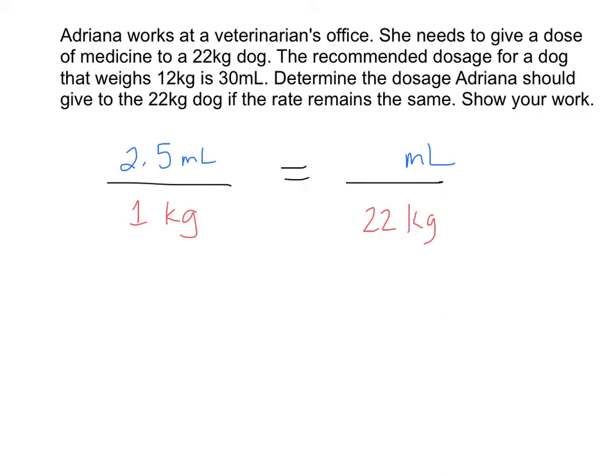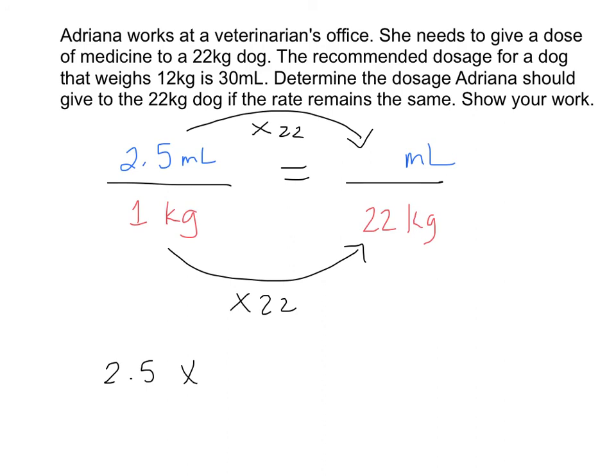Well, think, how did we get from 1 to 22? Is this related by multiplication or division? Well, since the number is increasing, we know that's related by multiplication. 1 times what gives us 22? That's right, 1 times 22 is 22. If we have multiplied the denominators by 22, what do you think you need to do with the numerators? That's right, whatever you do to one term, you must do to the other term. So we're going to multiply this by 22 as well. What's 2.5 times 22?